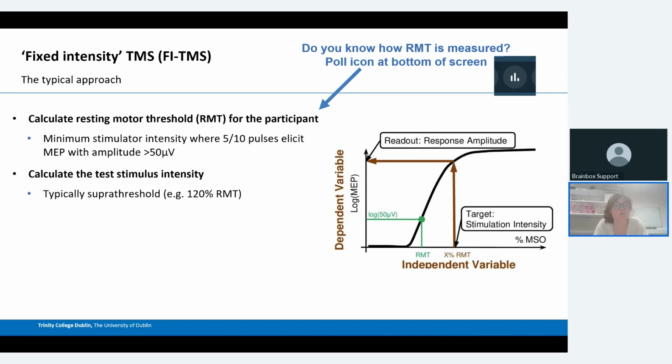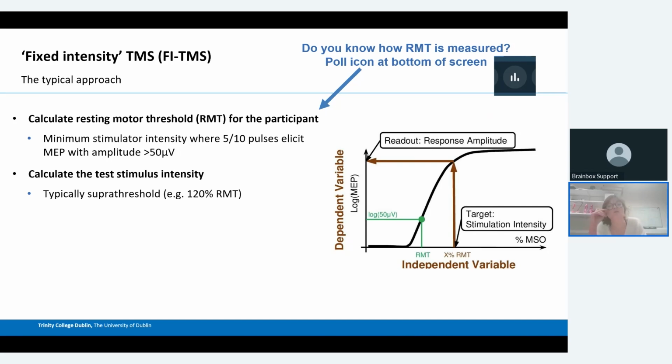So when we have this resting motor threshold, or RMT, we then calculate what we're going to use for our test stimulus intensity. That's the one that's going to activate the upper motor neurons. And typically, in most cases, it's supra-threshold, by which I mean it's substantially above the resting motor threshold. That could be 120% of the resting motor threshold, or it could be the amplitude that gives an average response of a certain big amplitude.